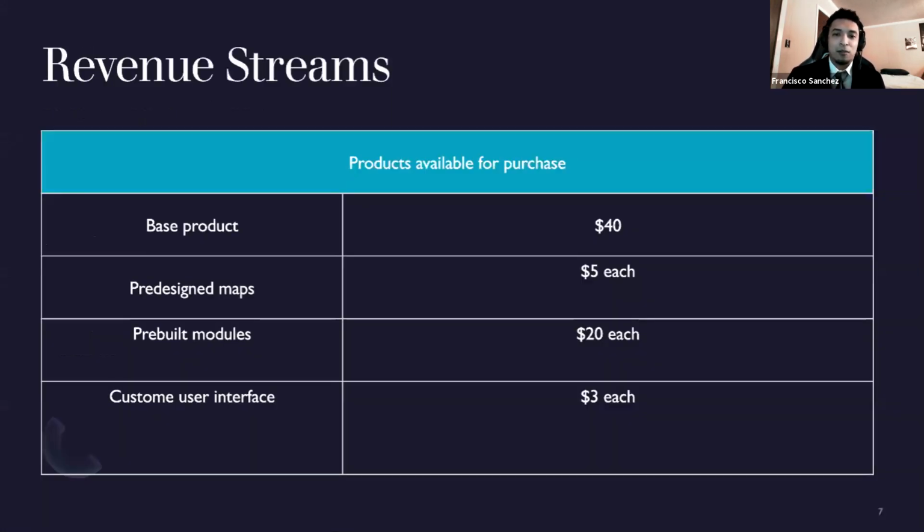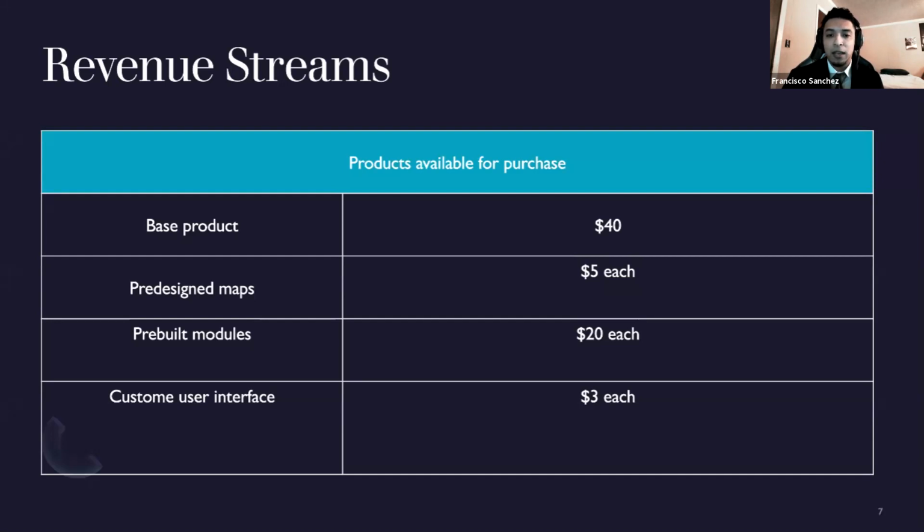Okay, so we are offering the base product for $40. Most people end up spending over 100 a year on other providers such as Roll20 and Foundry. And so we decided 40 was a reasonable entry price for many users. And from there, we went on to price the pre-designed maps to be $5 each, as those are just simple and easy to implement.